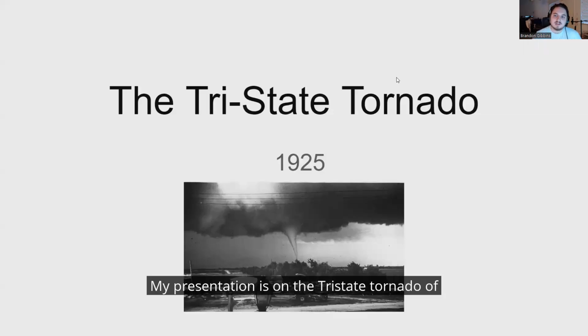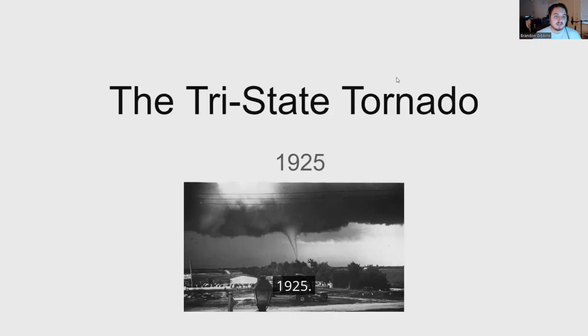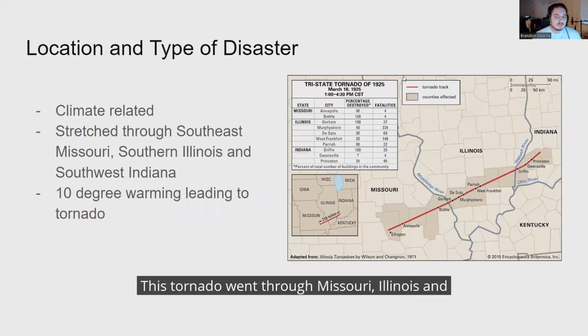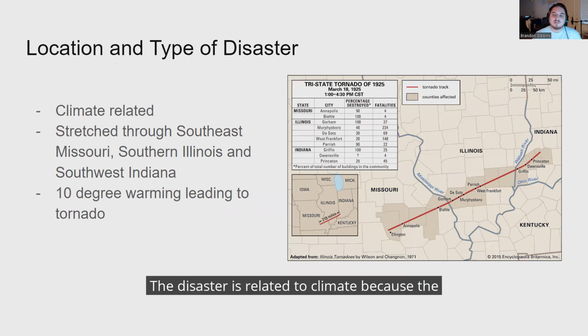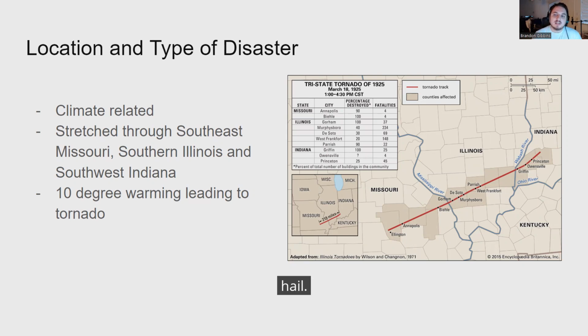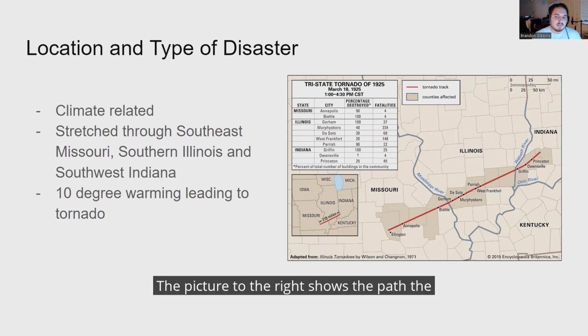My presentation is on the tri-state tornado of 1925. This tornado went through Missouri, Illinois, and Indiana. The disaster is related to climate because the tornado was formed by warm rising air entering the region. The tornado was followed by a storm of rain and hail. The picture to the right shows the path the tornado took through each state.